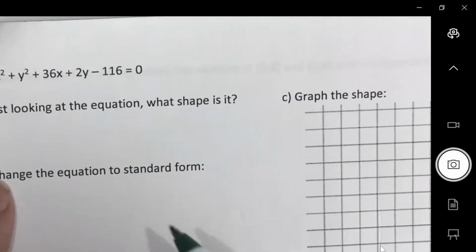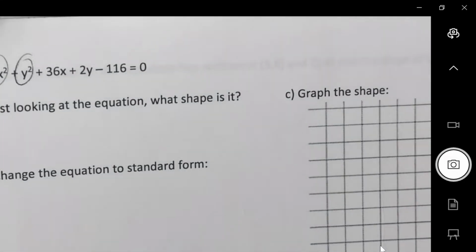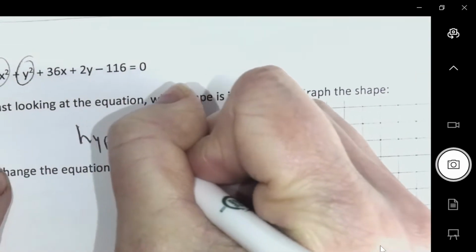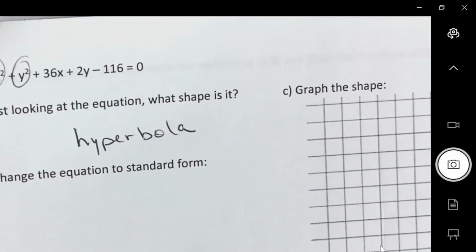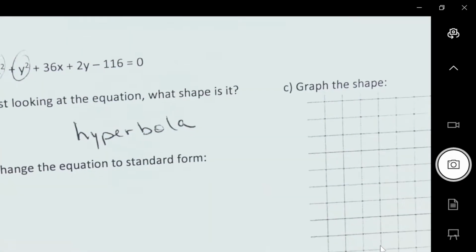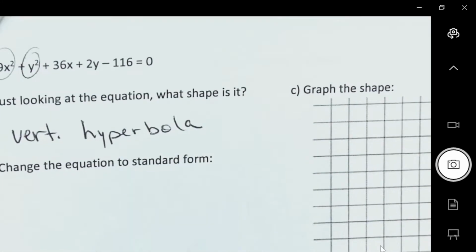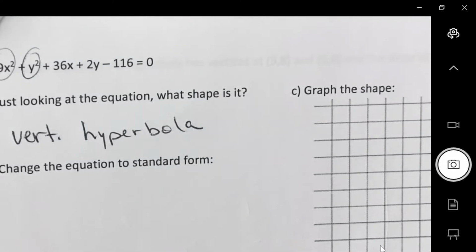I'm looking at it. What shape is this? So that's a hyperbola because there's a negative. And I'm looking at the y squared is positive. So it's going to be like that. It's a vertical hyperbola.